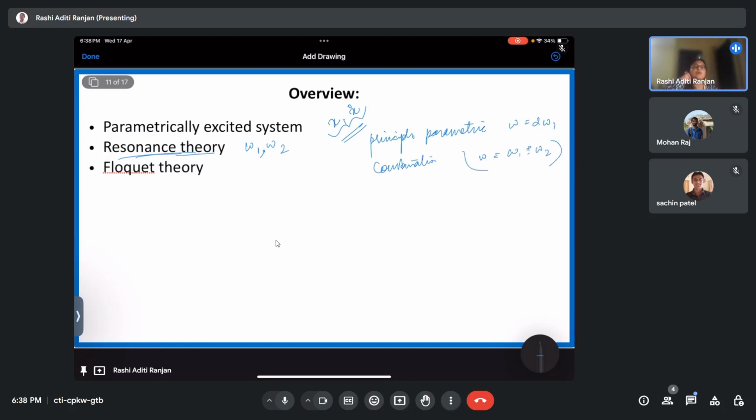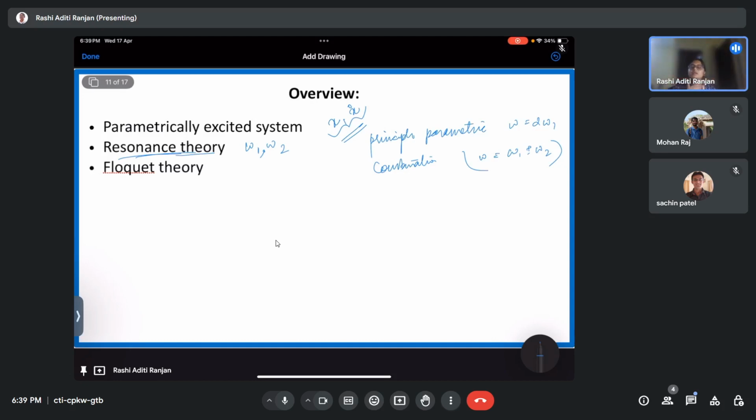Okay, then we have the Floquet theory. For the static case, I told you that you have to find the Jacobian and then you can find out whether your system is stable or unstable. But in case of this periodic solution, for example, if my system is having a periodic orbit, and I give some perturbation from that periodic orbit, whether it is going to be stable or unstable.